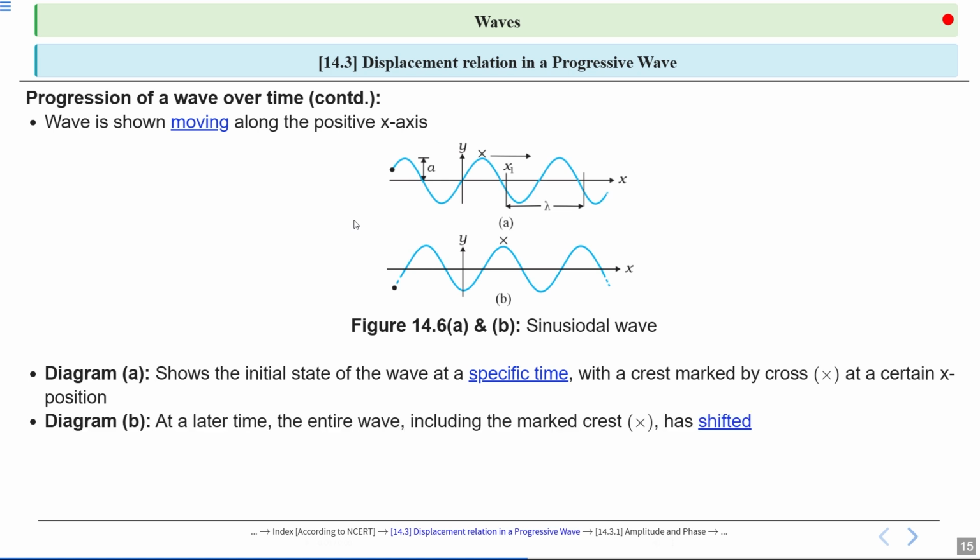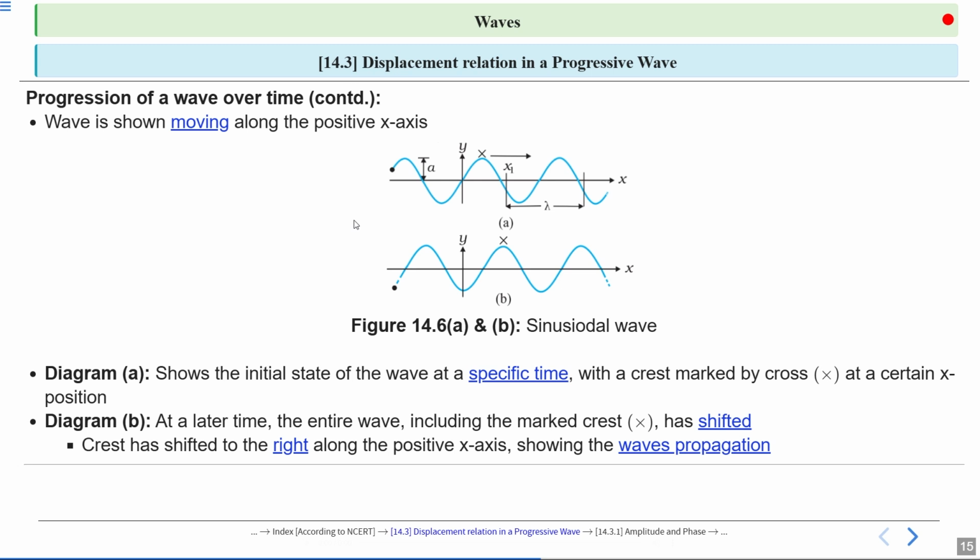And let's look at diagram B, 14.6b. After some time has passed, the entire wave, including the marked crest, has shifted to the right. This shift shows us that the wave is propagating or moving along the x-axis. So the crest has shifted to the right along the positive x-axis, showing the wave's propagation. This movement is key to understanding wave behavior in physics.